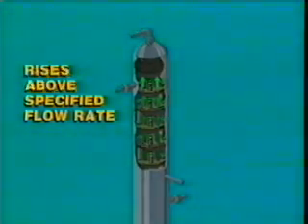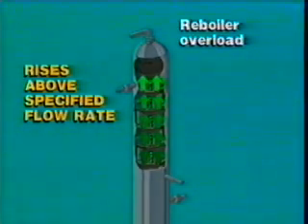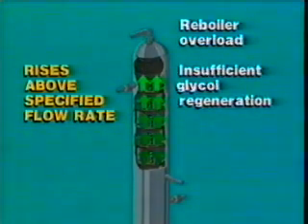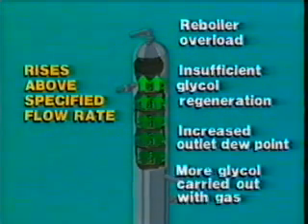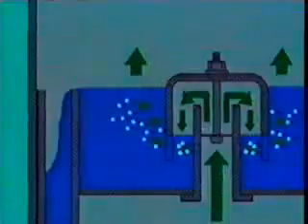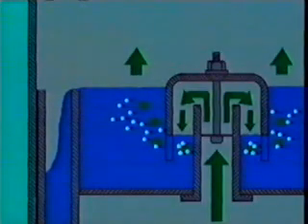If the flow rate rises above the specified range, reboiler overload occurs. When the reboiler is overloaded, insufficient glycol regeneration and increased outlet gas dew point result. The amount of glycol carried out with the dry gas also increases. If the gas flow rate is high enough, all the glycol can be carried out of the contactor at one time. A smooth flow rate without rapid surges or changes prevents a loss of seal in the contactor downcomers.